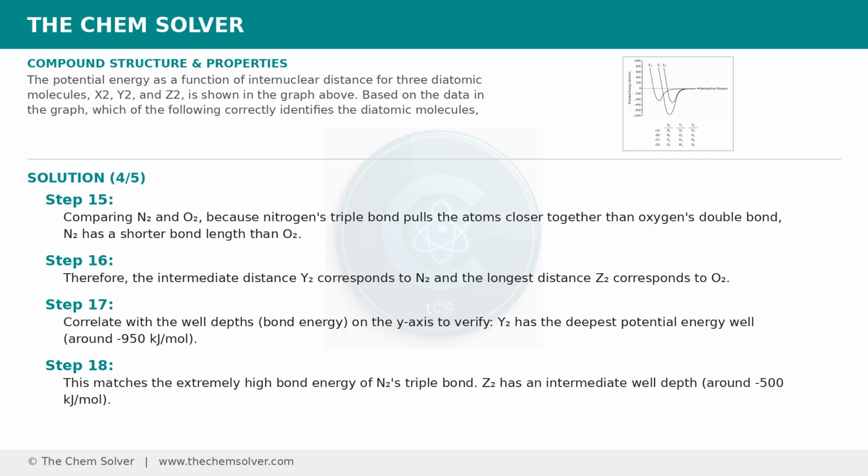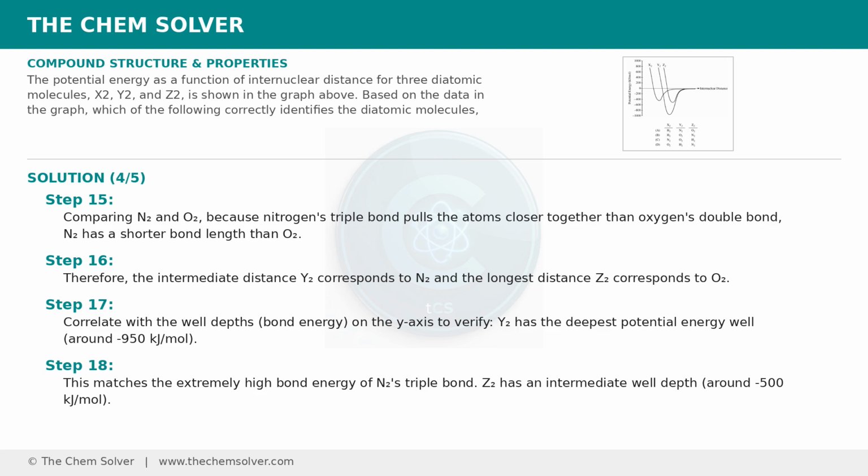Comparing N2 and O2, because nitrogen's triple bond pulls the atoms closer together than oxygen's double bond, N2 has a shorter bond length than O2. Therefore, the intermediate distance Y2 corresponds to N2 and the longest distance Z2 corresponds to O2.